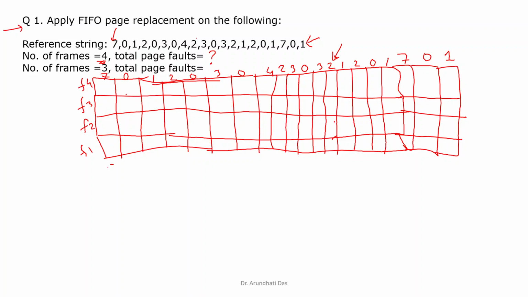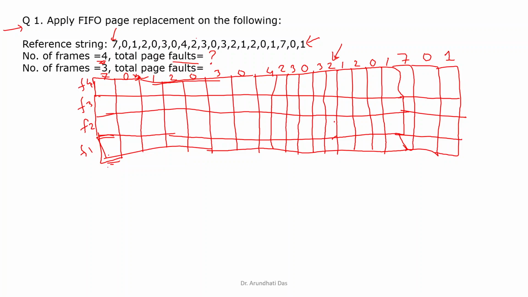Now why have I made these 4 rows? Because in my main memory I am having only 4 slots. Why am I making the columns? So that it will be easy for me to count the page faults. At different times these 4 slots will be occupied by different pages from those strings.